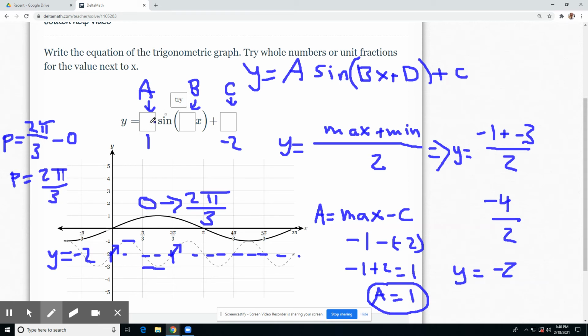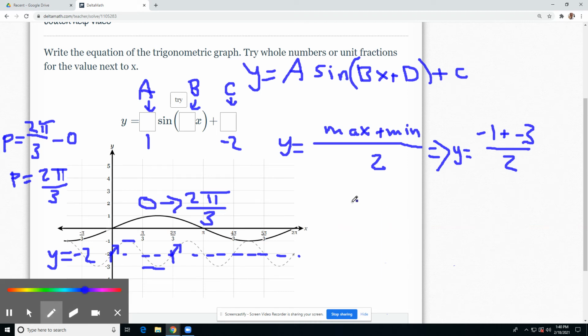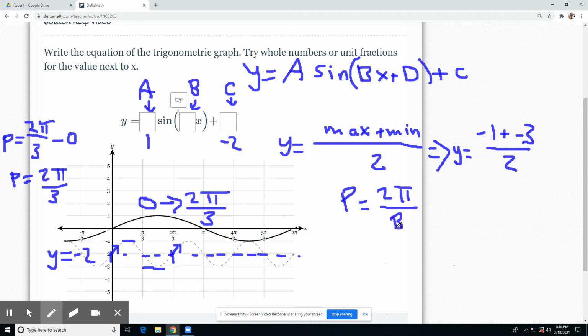Now we want B, not the period. Period and B are related. So let's go ahead and calculate what B is. Let's get rid of this over here, give myself some room. All right. And our period is equal to 2 pi over B. And period is 2 pi over 3. So we have 2 pi over 3 equals 2 pi over B.